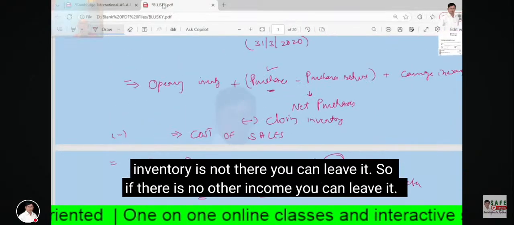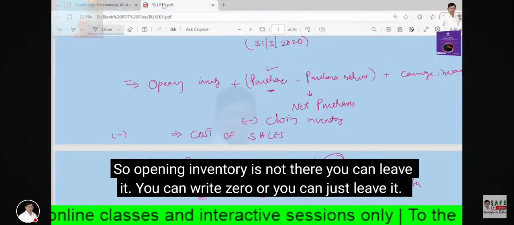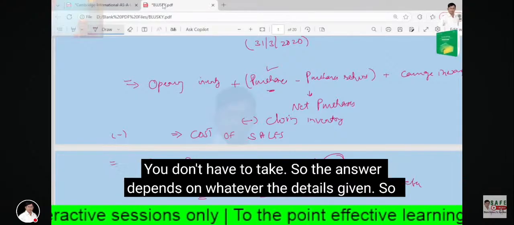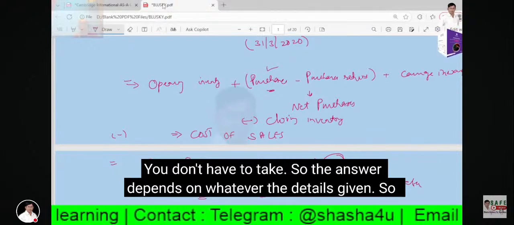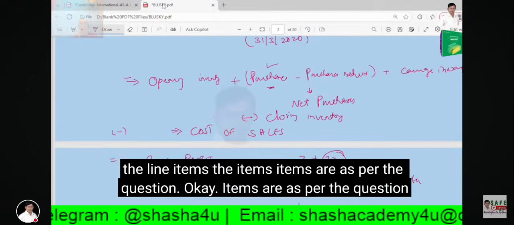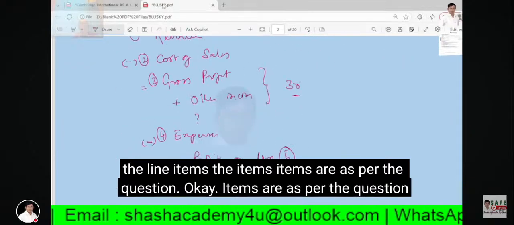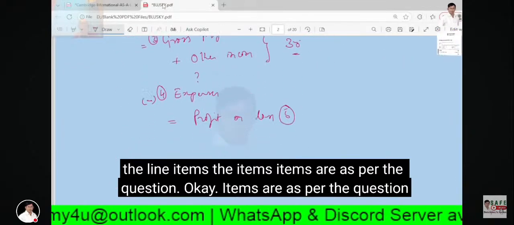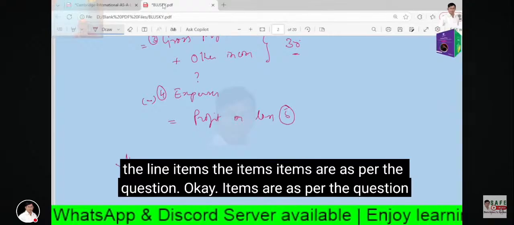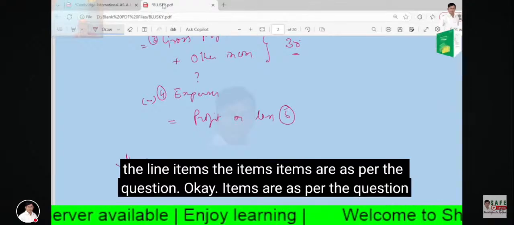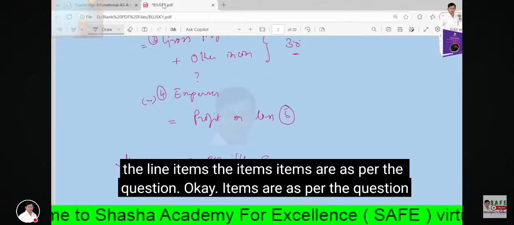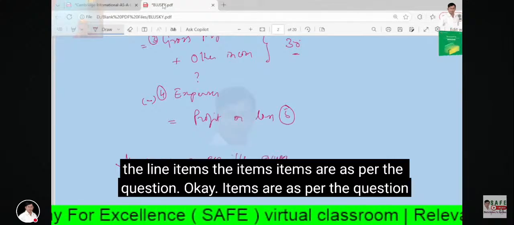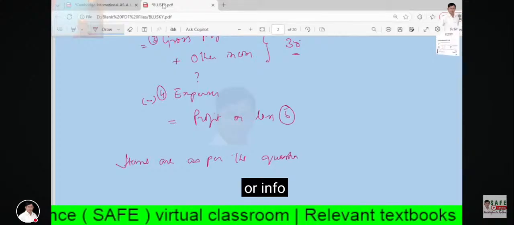If there is no other income, you can leave it. You can write zero or you can just leave it. You don't have to take it. The answer depends on whatever details are given. The line items are as per the question or info.